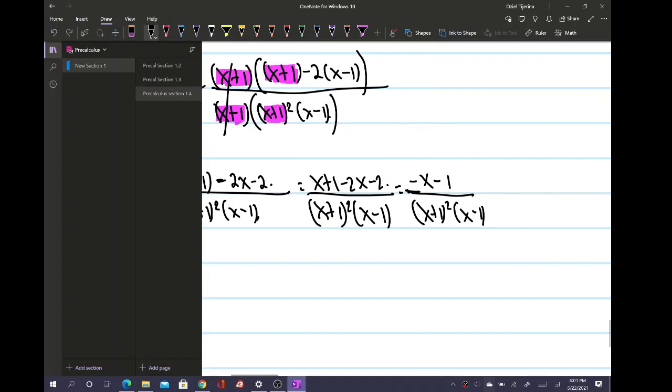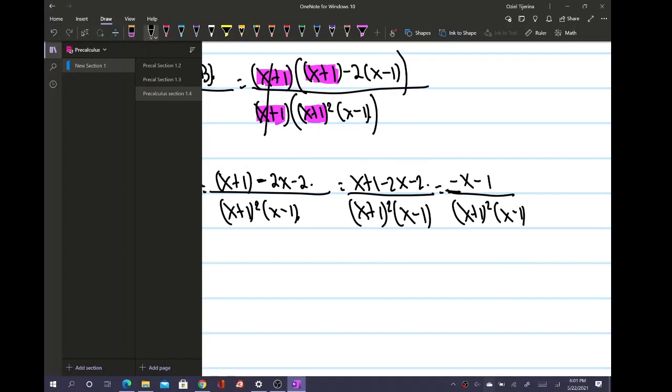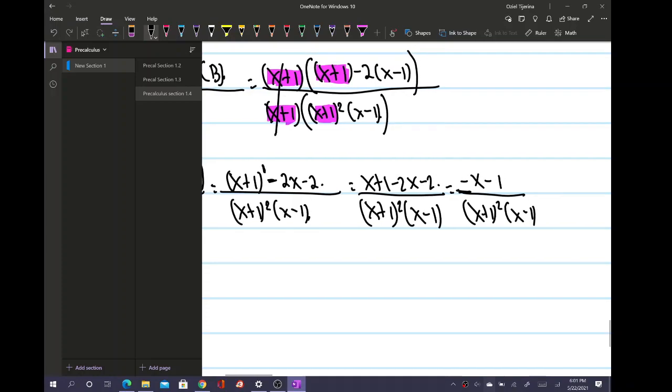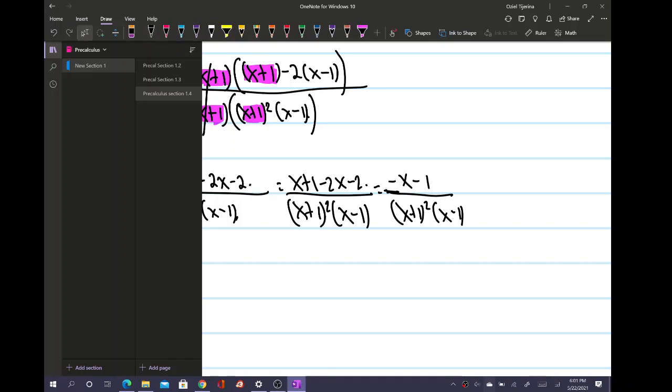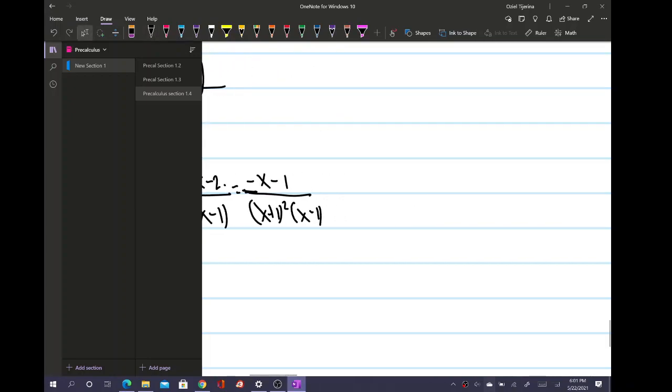But if we have a power of 1, a degree of 1, we can combine this, and combine all of this to get this. Now, since it is negative x minus 1, we can go ahead and factor a negative out. This is equal to negative the quantity x plus 1 over x plus 1 squared times x minus 1.